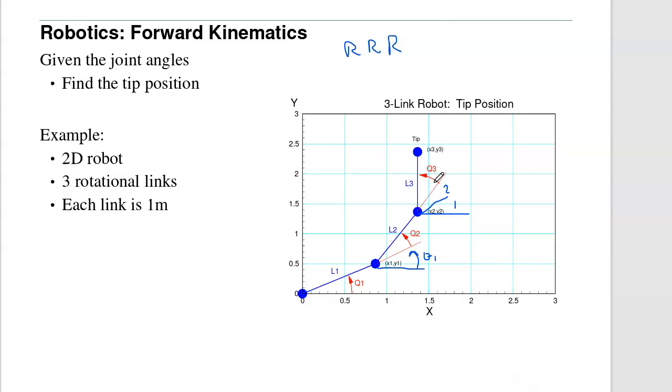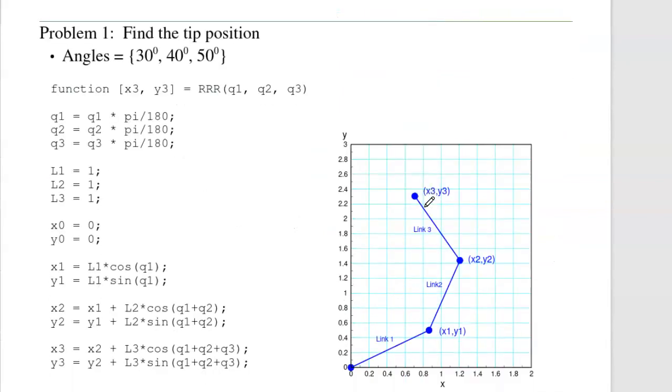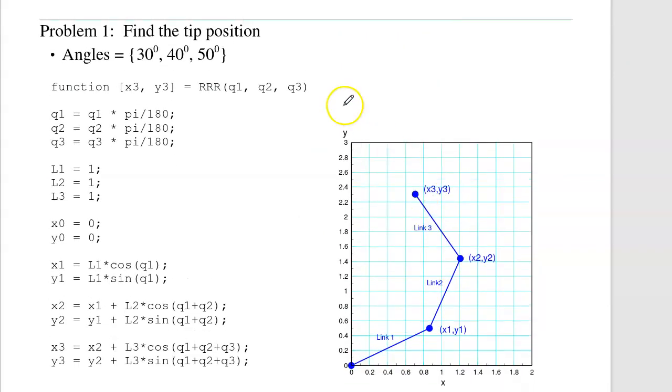Suppose I want to find the tip position of an RRR robot where the lengths are all 1 meter and it's 2-dimensional like this. Well, I can do that in MATLAB. Let's come up with a function. I'm going to pass the angles, theta 1, theta 2, theta 3. Assume the angles that I pass are in degrees, because they're easier to work with for me. In MATLAB, I've got to convert the angles to radians, and specify the link lengths. The origin is at 0, 0.